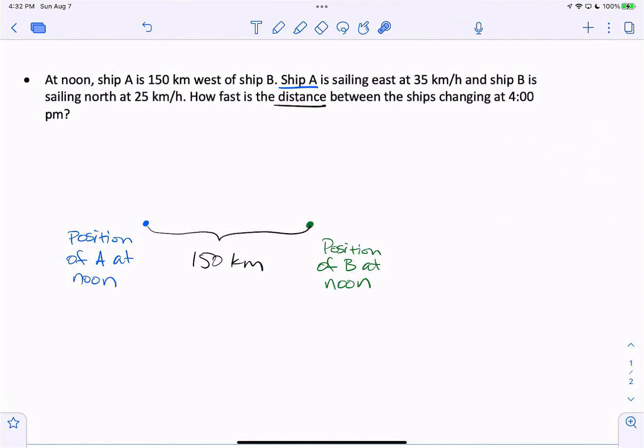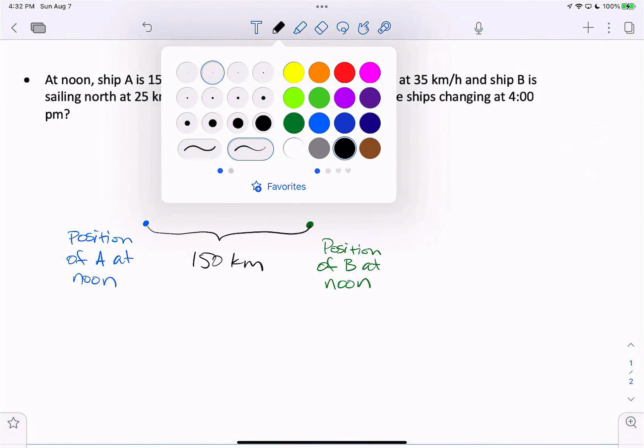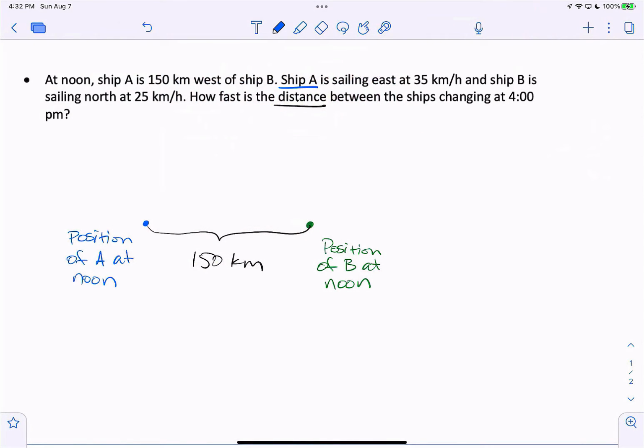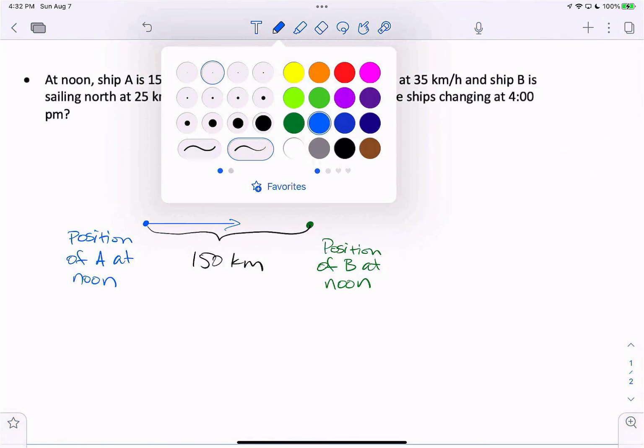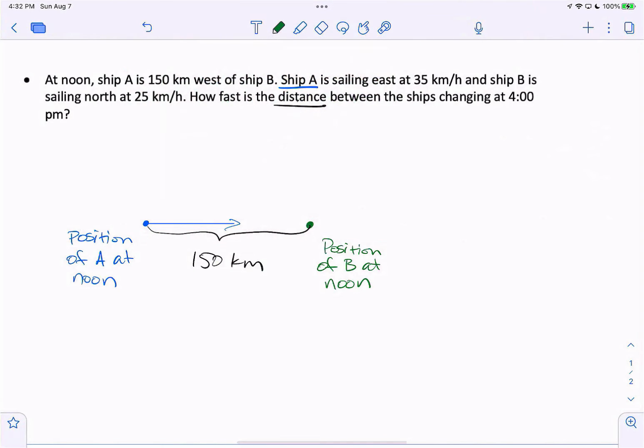So at noon, we have ship A that is 150 kilometers west of ship B. And then ship A is sailing east, so toward where ship B was at noon. But at the same time, we have ship B, which is sailing north. The distance that we're talking about is the distance between the ships after noon, right? After some time has passed.